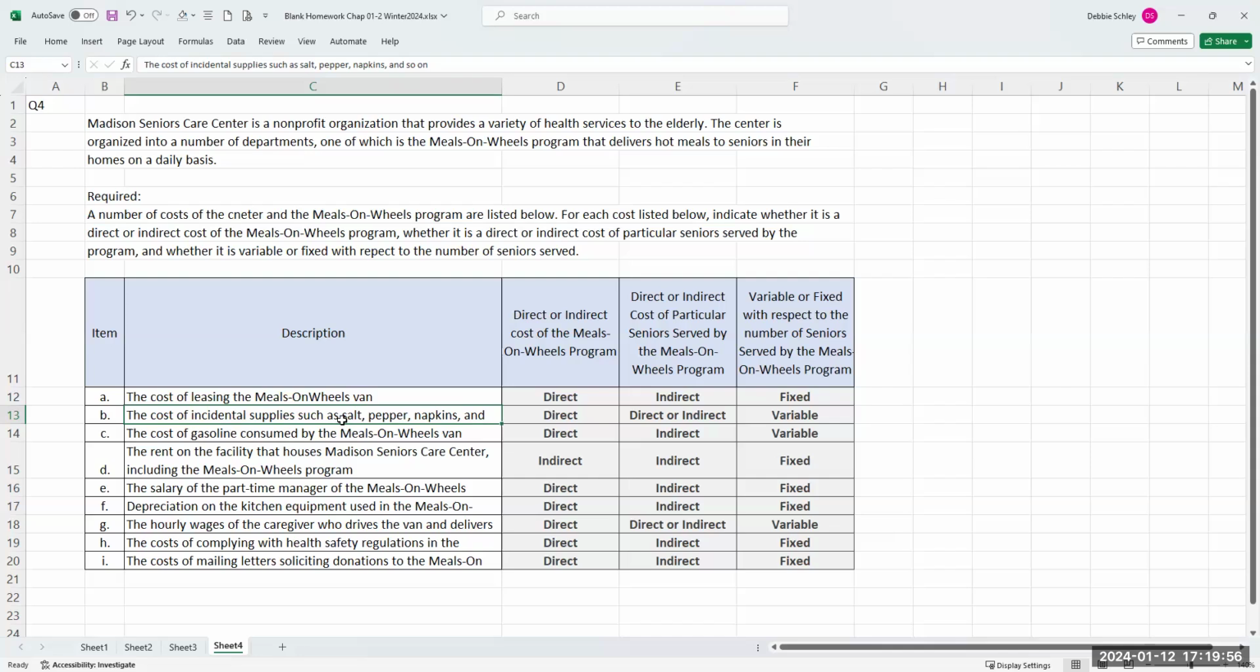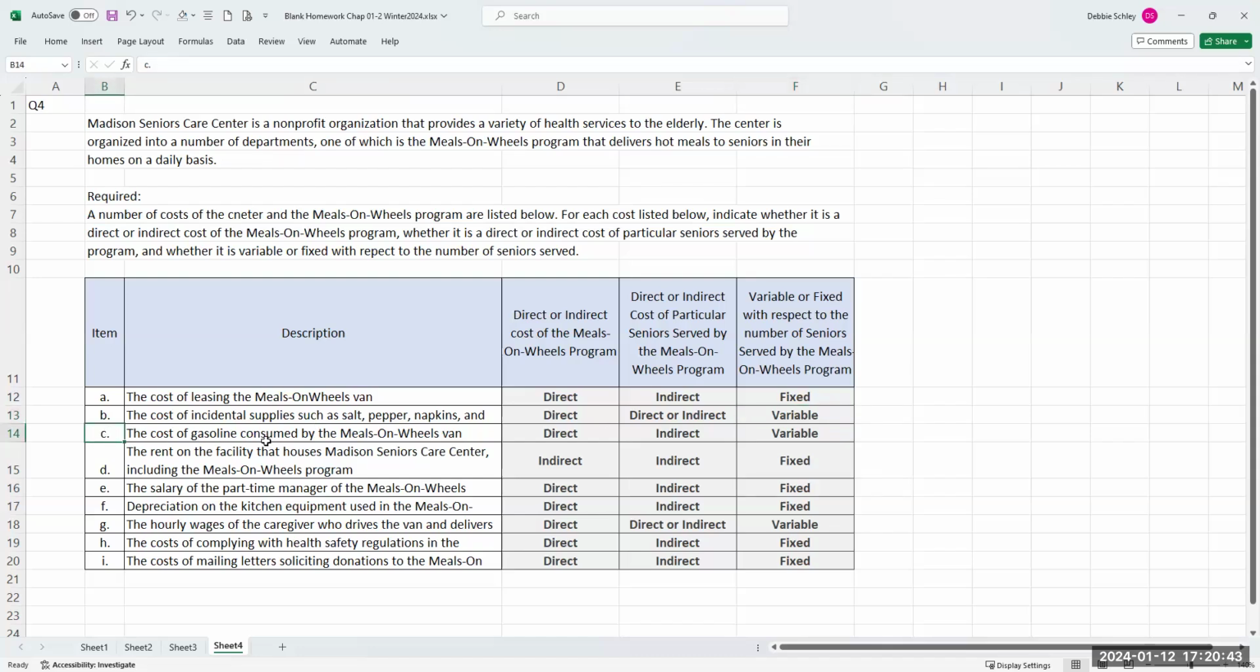B, the cost of incidental supplies such as salt, pepper, napkins, and so on. So the incidental supplies for the program, that is going to be direct to the whole program. And now, whether it's direct or indirect for an individual senior would depend on how they keep track of things. So this one can be a direct cost if they keep track of it, or if they feel like it's not worth the time to keep track of napkins, salt, and pepper, it could be an indirect cost. And that cost will change depending on how many seniors are served who use salt, pepper, napkins, etc. And so that is a variable cost because it changes by how many people are served.